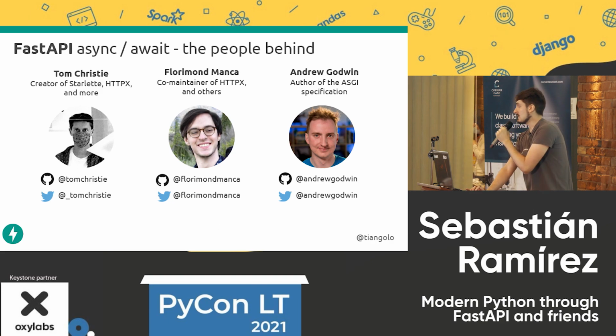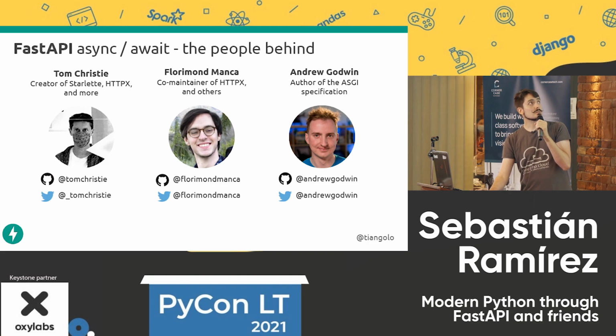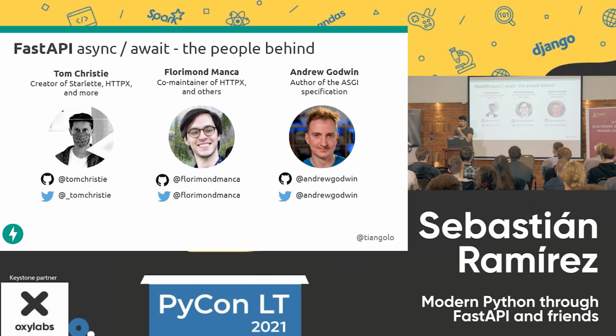Some of the people behind the scenes of this async and await stuff: Tom Christie, again, is the creator of Starlette, which is what FastAPI is based on, which is an async framework. Also HTTPX, which is the tool I just showed you to communicate with remote servers. HTTPX is pretty much like the modern requests. Florimond Manca is also co-maintainer of HTTPX. And all this stuff with the web framework, FastAPI and Starlette, is based on the ASGI specification. This actually came from the people at Django, and it was created by Andrew Godwin.